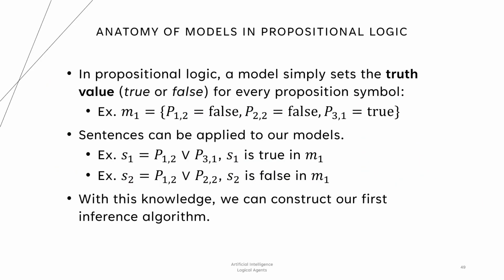So in propositional logic, a model simply sets the truth value for every propositional symbol. So we're assigning every variable. So pit at 1, 2 is false, pit at 2, 2 is false, pit at 3, 1 is true.